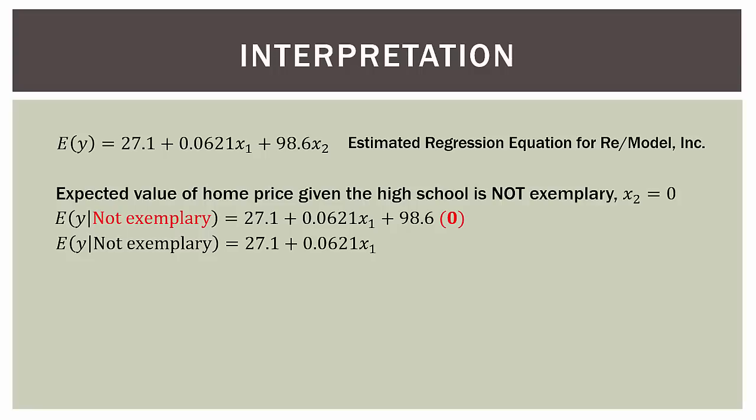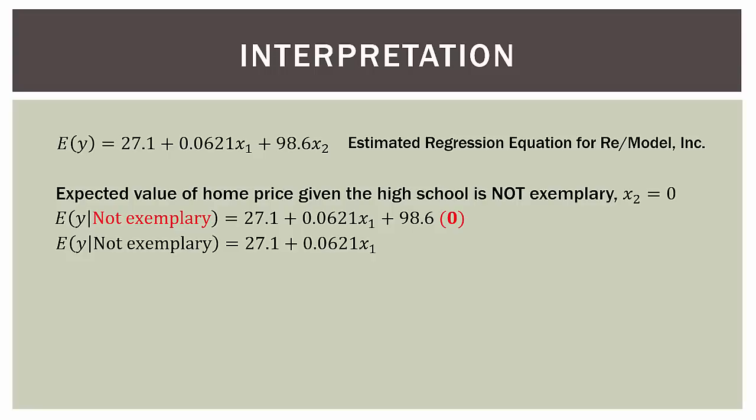So the expected value of a home price given the high school is not exemplary, where x2 equals 0. So all we do is take the 0 and substitute that in for x2. So we go ahead and do that. The 98.6 times 0 is 0. So we're left with 27.1 plus 0.0621x1. So it's a very simple algebraic linear equation.